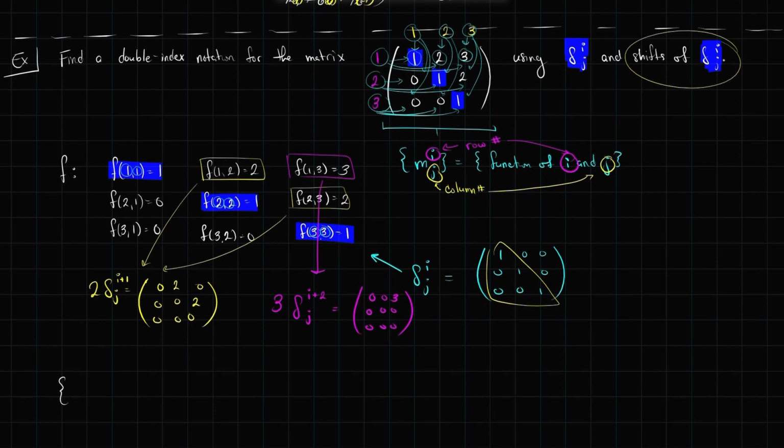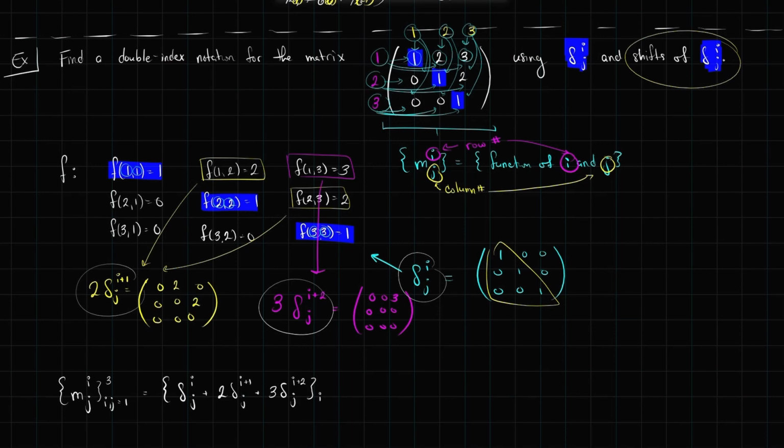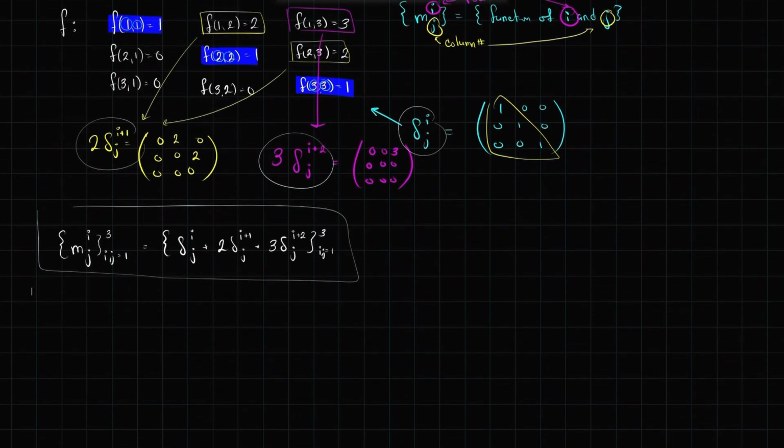So in other words, I could say that the matrix M_ij, rows and columns going from 1 to 3, can be written as delta_ij plus 2 delta_(i+1)j plus 3 delta_(i+2)j, where i and j go from 1 to 3. So that sets you up for some Einstein summation if you want to use it.